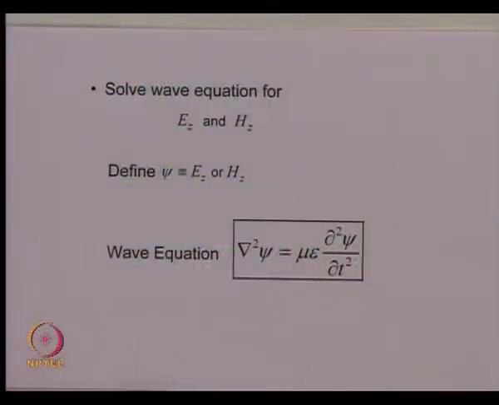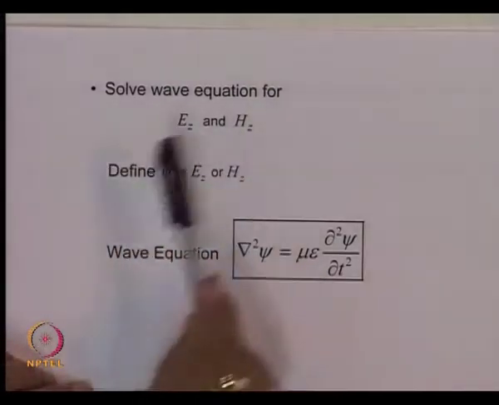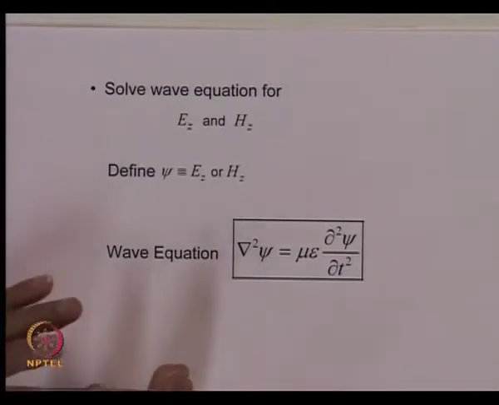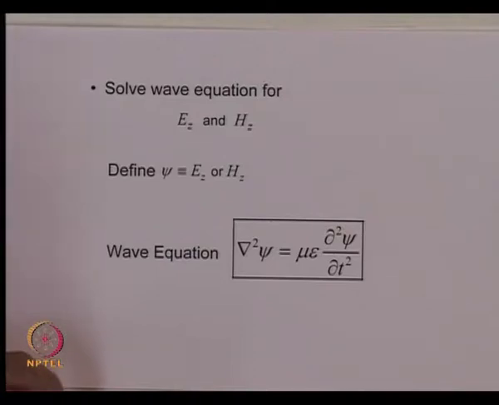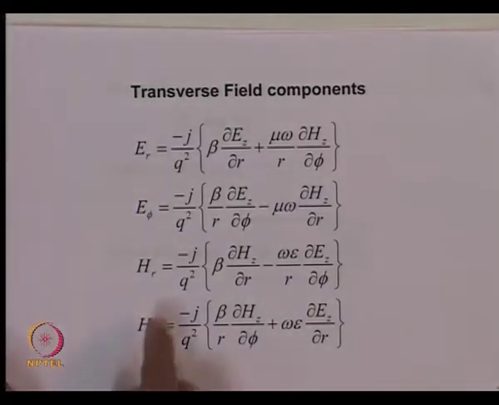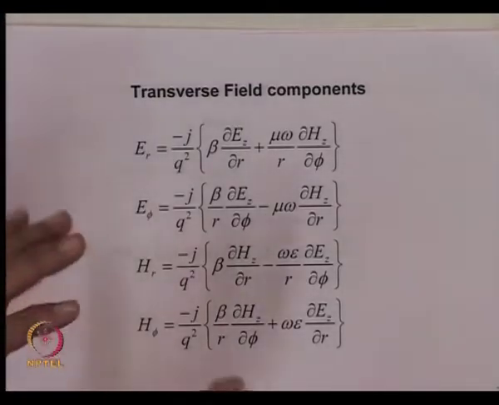With this understanding, now let us go and try to solve the wave equation for the longitudinal components Ez and Hz. So, the steps involved are as follows. First, you solve the wave equation for Ez and Hz. Once you get Ez and Hz, then you go to these expressions and find out the transverse components Er, E phi, Hr, H phi. Once you get these components, then you apply the boundary conditions at the core cladding boundary, and then you get what is called the characteristic equation for a particular mode.